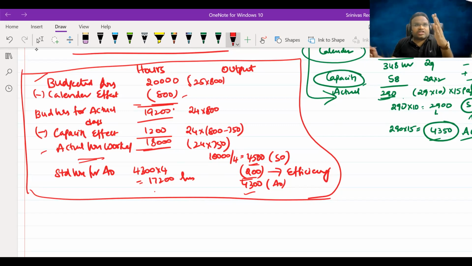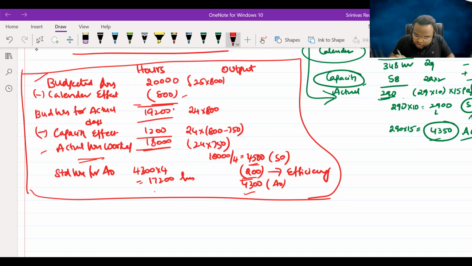So in terms of reconciliation, start with the budget hours, come to actual hours. With actual hours, you can compare with standard hours for actual output, if the information is given or not. Now with actual hours, how much output should I produce? That is called standard output. That means providing 100% efficiency. I should finish 4,500 units, but I have completed only 4,300 units. So 200 units have been lost because of efficiency.